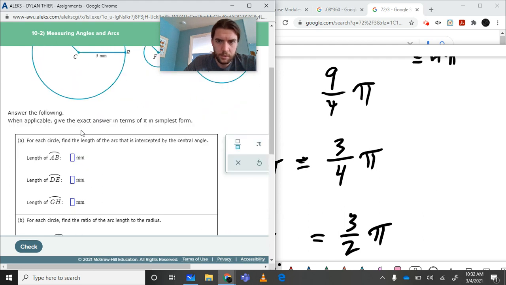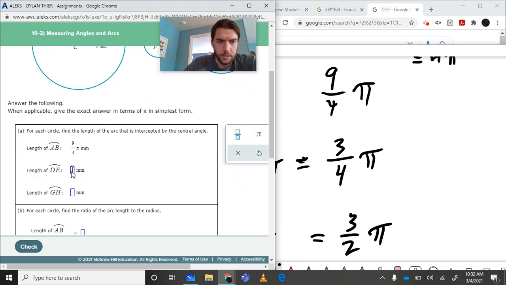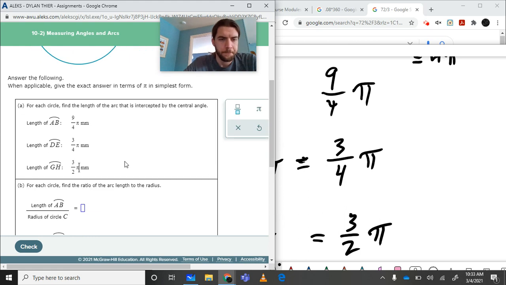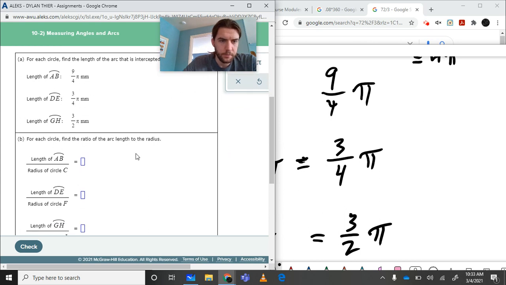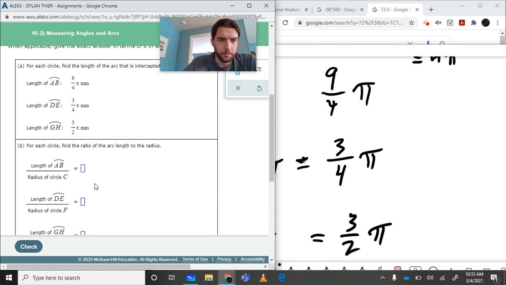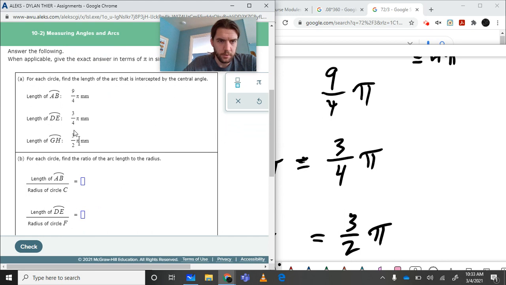Okay, so let's try that. AB should be 9/4 pi millimeters, so 9/4 times 3.14 millimeters. DE should be 3/4 meters. And then GH was 3/2. For each circle, find the ratio of the arc length to the radius. So divide this by its own radius. Okay, so this one divided by 3 would just take this from 9/4 down to 3/4.